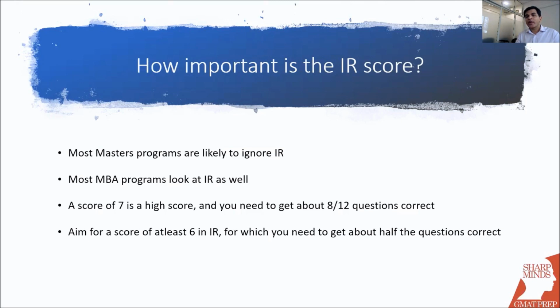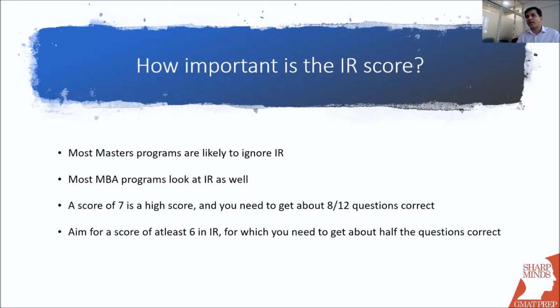And on the lower side, try to achieve a score of at least 6. Anything below 6 may be looked at negatively by schools that seriously look at IR. And to get a 6 in IR, you need approximately 6 right, 6 wrong. This kind of a combo will give you a 6.